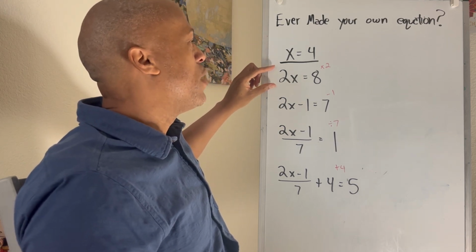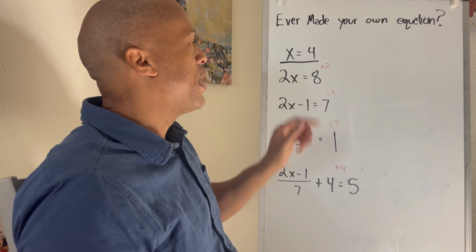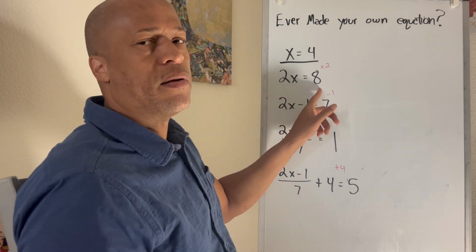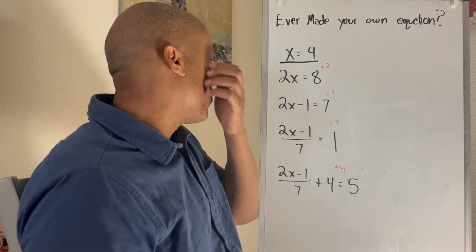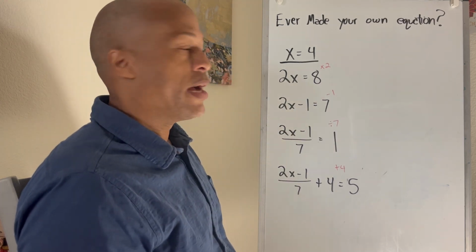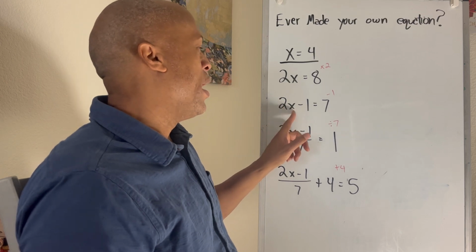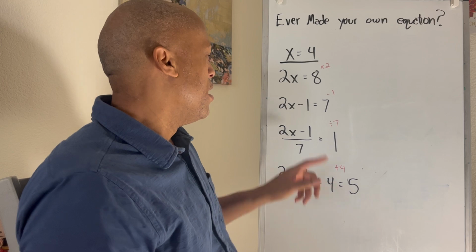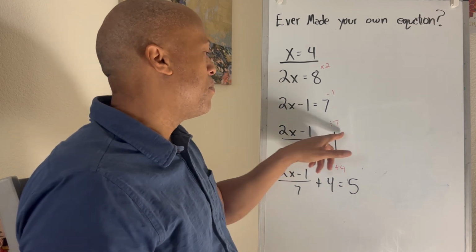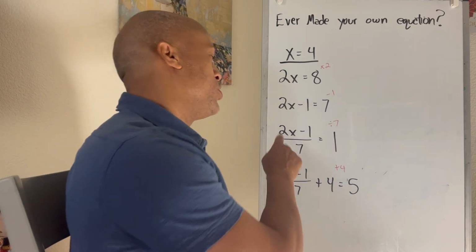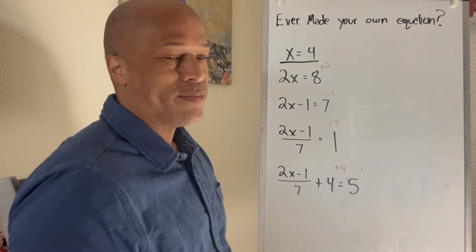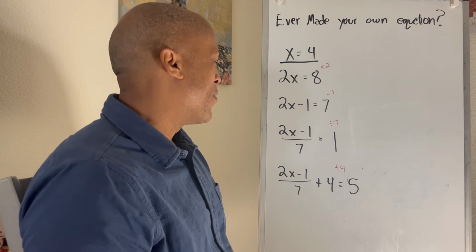Then what you want to do is say, what happens when I multiply both sides by 2? Well, that would be 2 times x, then would equal 8. What happens if I subtracted 1 from both sides? That would be 2x minus 1, that would equal 7, because 8 minus 1 is 7. Then what happens if I divided both sides by 7? Well, then I would have 2x minus 1 divided by 7 equals 1. All right. See how we're going here?